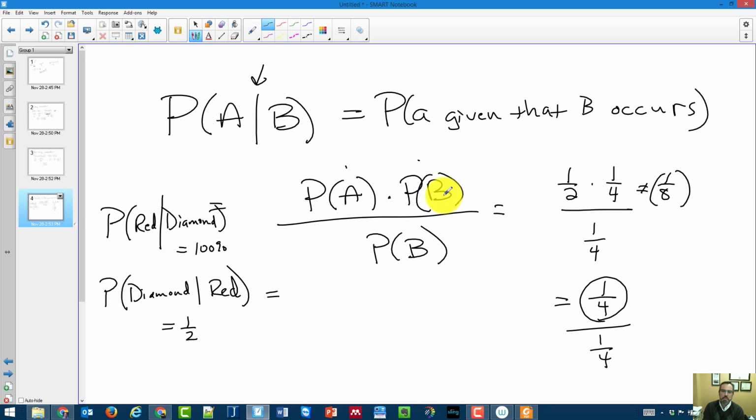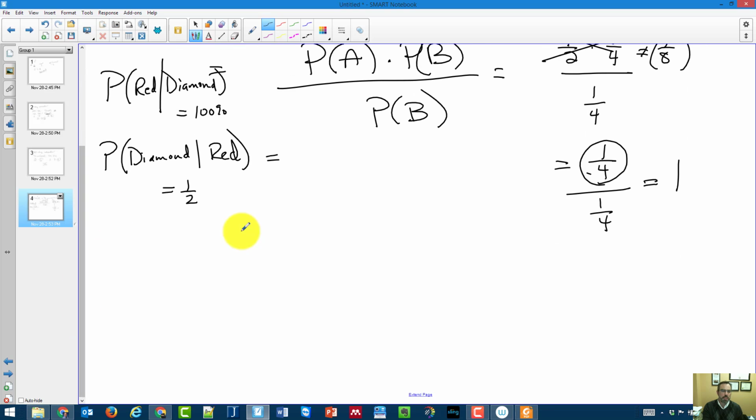So this is another example. These are dependent events. Because they're dependent events, this does not work. That's why I can't use that. So I have to know how many red diamonds there are, 13 out of 52. Notice I end up with 1, or 100%. Now let's take a look at the probability of drawing a diamond given that it's red. That would end up being, again, a red diamond. I know A and B is 1/4.